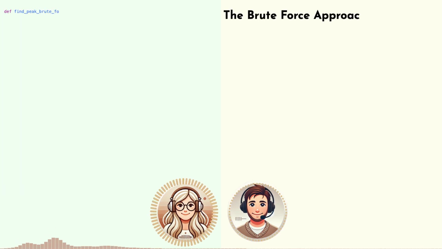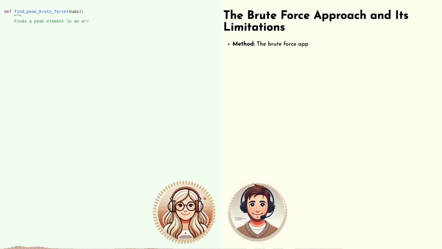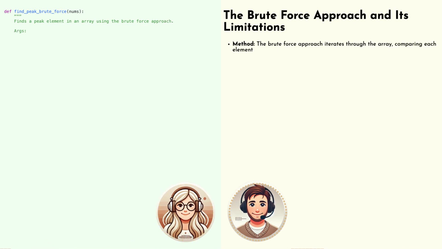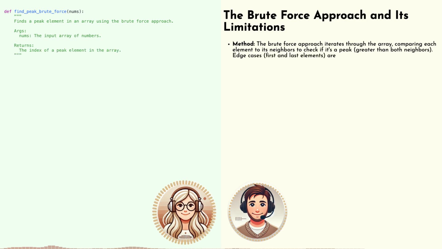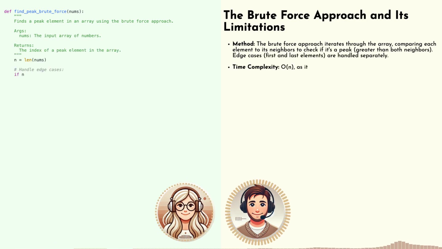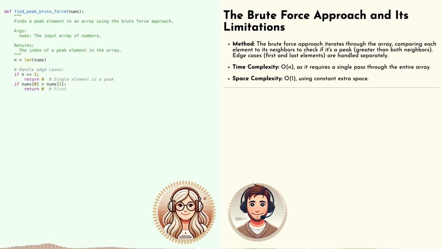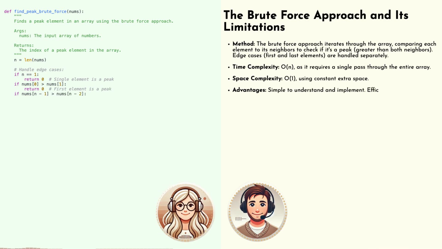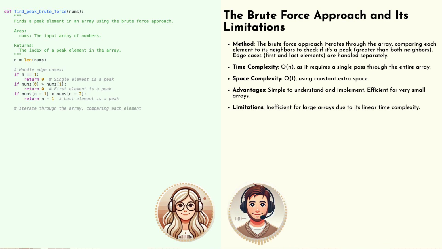So I know what you're thinking. Couldn't we just go through the array and compare each element to its neighbors, and just stop once we find one that fits that definition? Yeah, that's definitely a valid approach, and probably the first one that comes to mind. Exactly. We call that the brute force method. It's kind of straightforward, doesn't really require any fancy algorithms. So it seems simple enough.